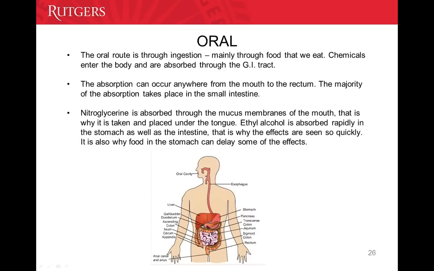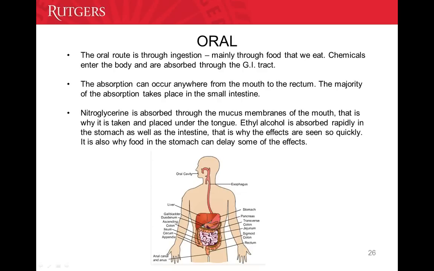The oral route is through ingestion, mainly through the food that we eat, the water that we drink. Chemicals enter the body and they are absorbed mostly along the GI tract. Absorption can occur anywhere from the beginning of the system to the end, from your mouth to your rectum. The majority of absorption takes place in the small intestine, but it can take place anywhere from the beginning to the end of the system.